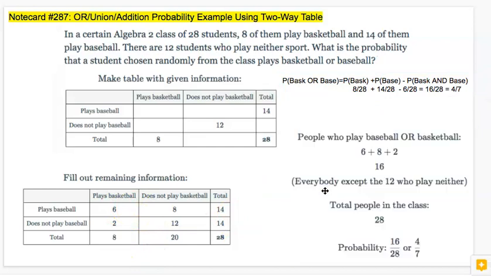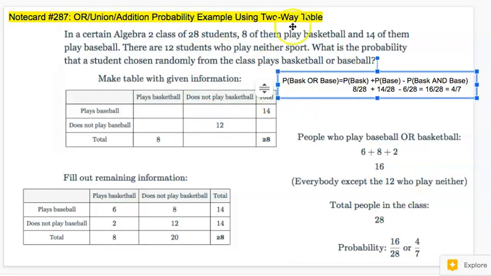This is another way to think about it. People who play baseball or basketball, there were 16 of them out of 28 because they're doing everybody except the 12 who play neither. And then they figure it out that way. So that's just another way to think about it. So pause me and finish up note card 287.